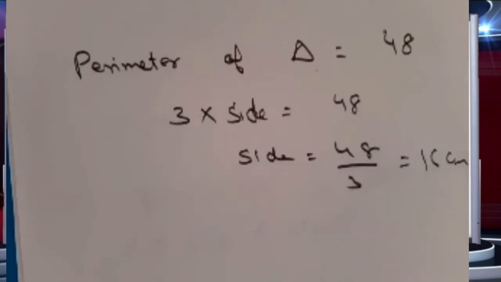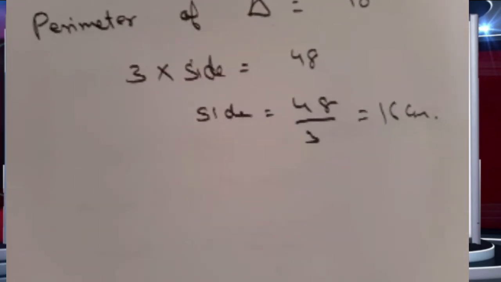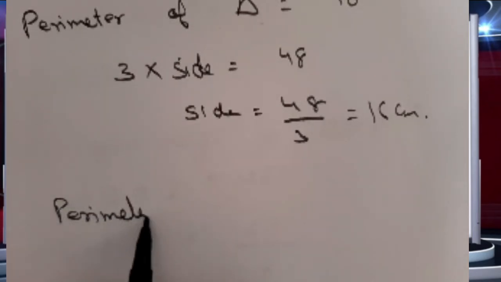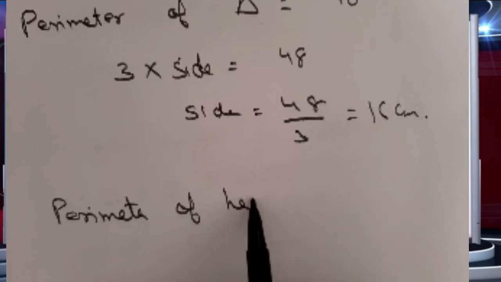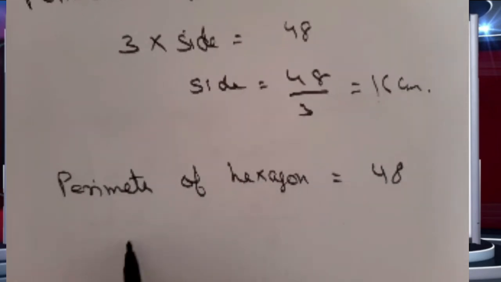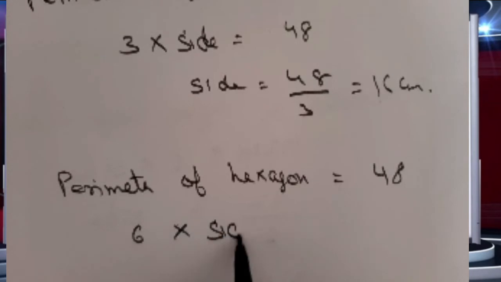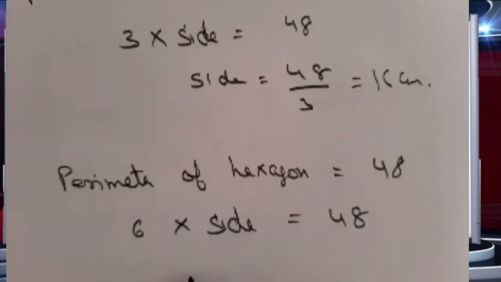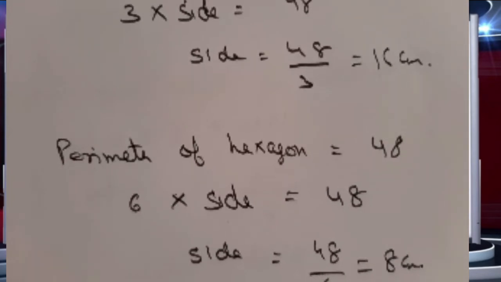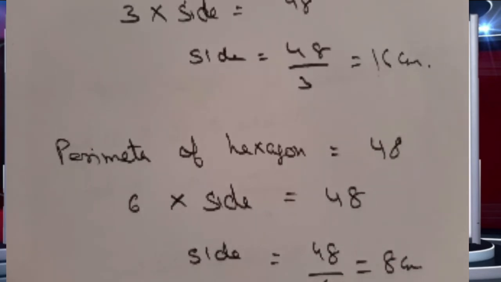Third part is we have to make it a regular hexagon. So here perimeter of regular hexagon is equal to the length of the string, which is 48. Perimeter of regular hexagon is 6 into side. So 6 into side is equal to 48. So here side is equal to 48 divided by 6, which is 8 centimeter. So here side of regular hexagon is 8 centimeter.